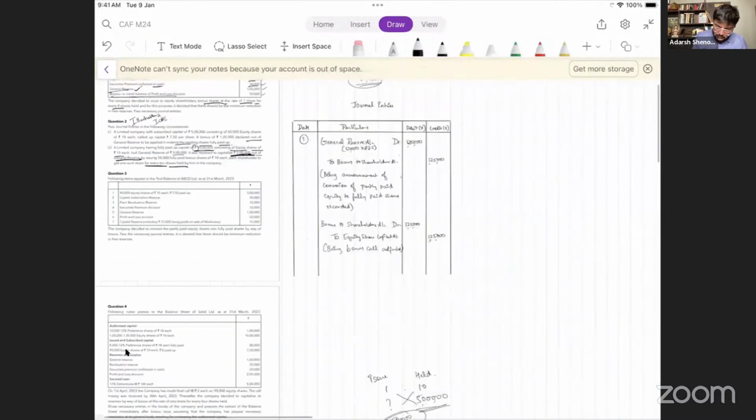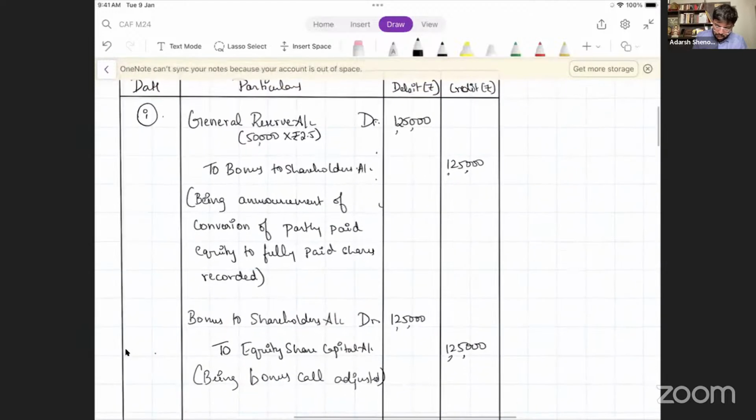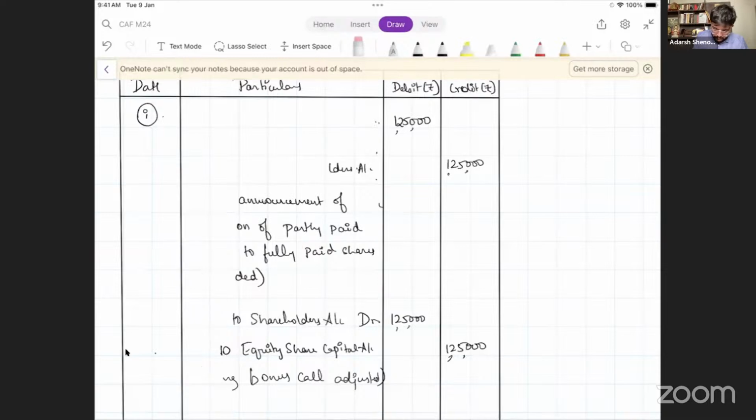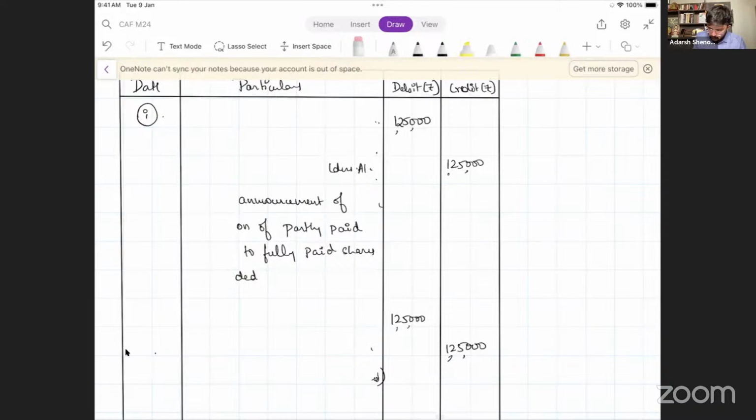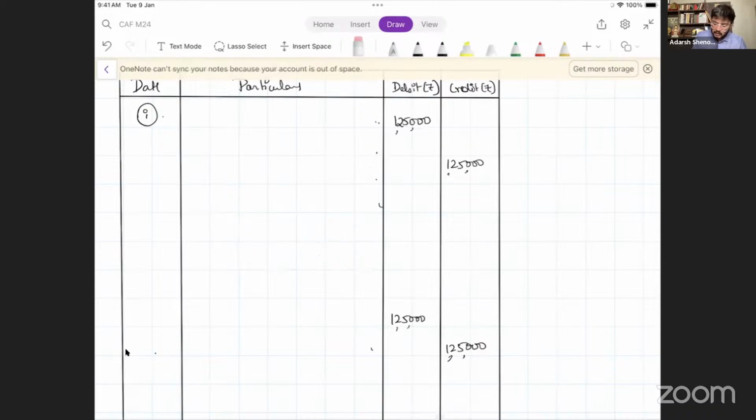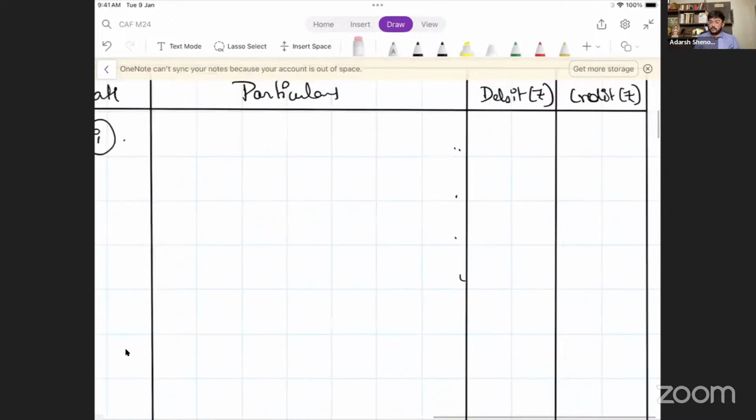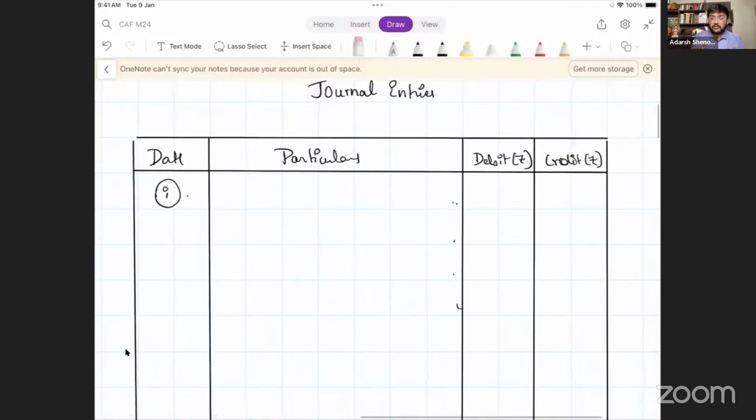Okay. Let's go for the entries directly. What reserves do we have here? What are the reserves we have? Again, I think we have only general reserve. How much balance is there in general reserve? General reserve has a balance of 9 lakhs. How much do we need for the bonus issue? For the bonus issue we need 5 lakhs. So we have enough money in the general reserve, so we can go ahead.